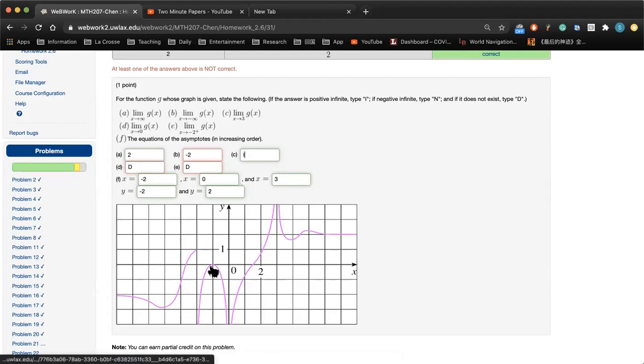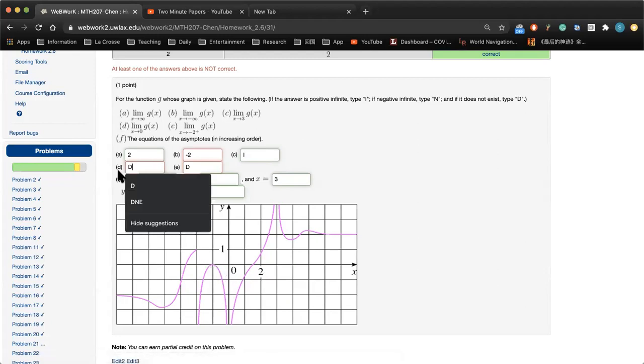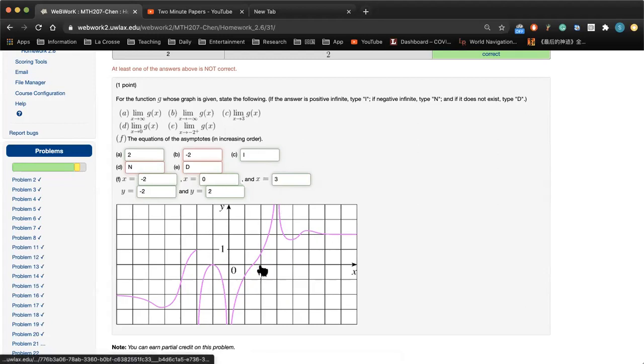x goes to 0. You have a negative infinity because both go down. x goes to 2 plus of g(x). 2 is here, plus is roughly here. I'm going to guess it's 0.7. Right? Doesn't go to something like negative 2.